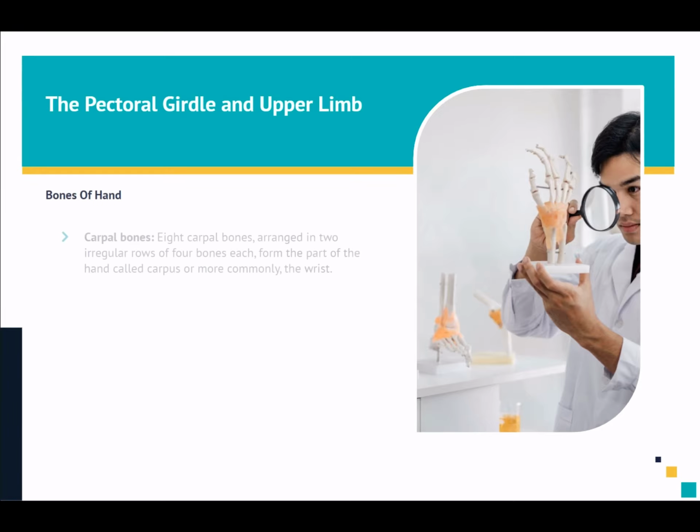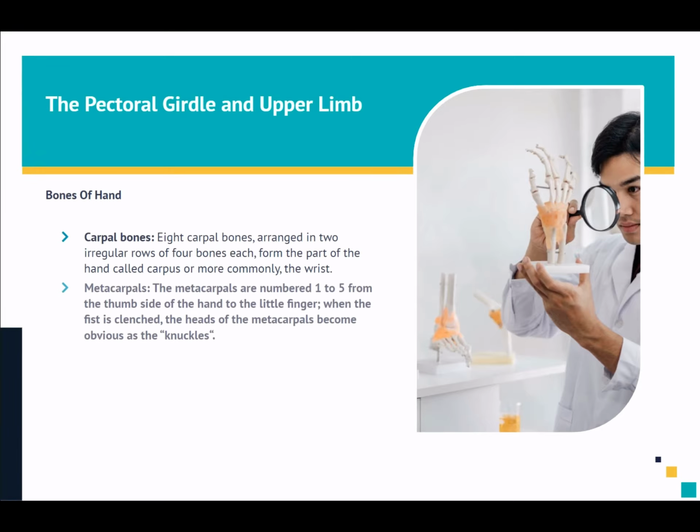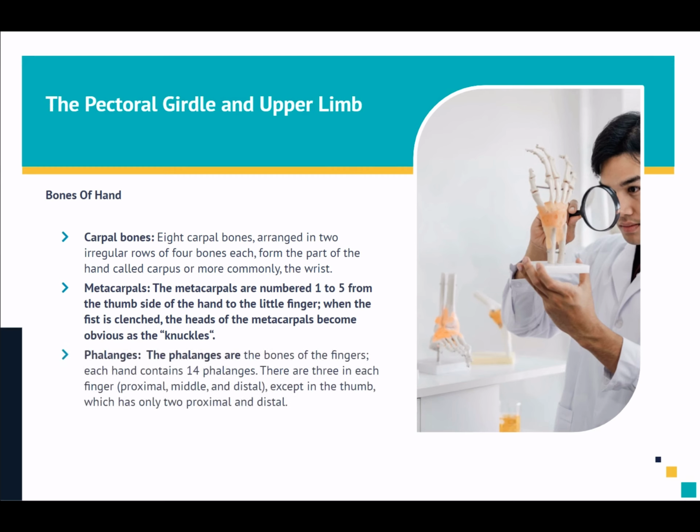Bones of hand. Carpal bones. 8 carpal bones, arranged in 2 irregular rows of 4 bones each, form a part of the hand called carpus, or more commonly, the wrist. Metacarpals. The metacarpals are numbered 1 to 5 from the thumb side of the hand to the little finger. When the fist is clenched, the heads of the metacarpals become obvious as the knuckles.